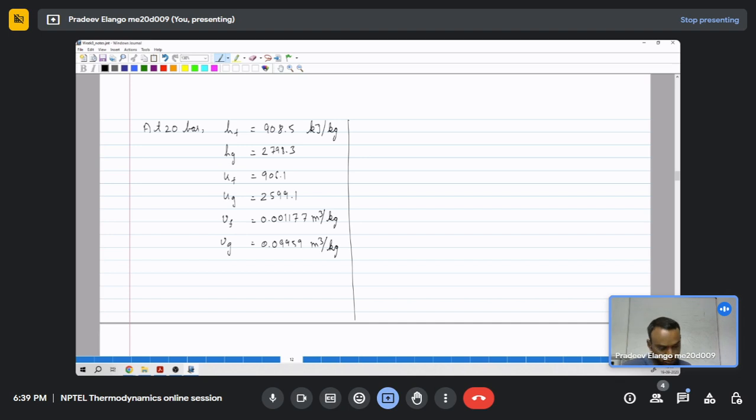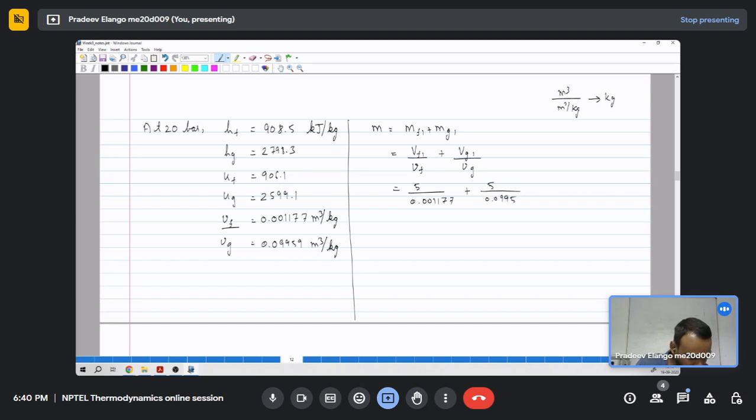So initially it was mentioned 5 meter cube of steam and 5 meter cube of water is present. So we can find M as M fluid 1 plus M steam 1, that is volume, actual volume, by the specific volume. So this will be meter cube in the numerator and meter cube per kg in the denominator, then finally we will get kg. Similarly, Vg1 by Vg, so this is 5 meter cube divided by Vf, 0.001177, plus 5 by 0.09959. So this is M.